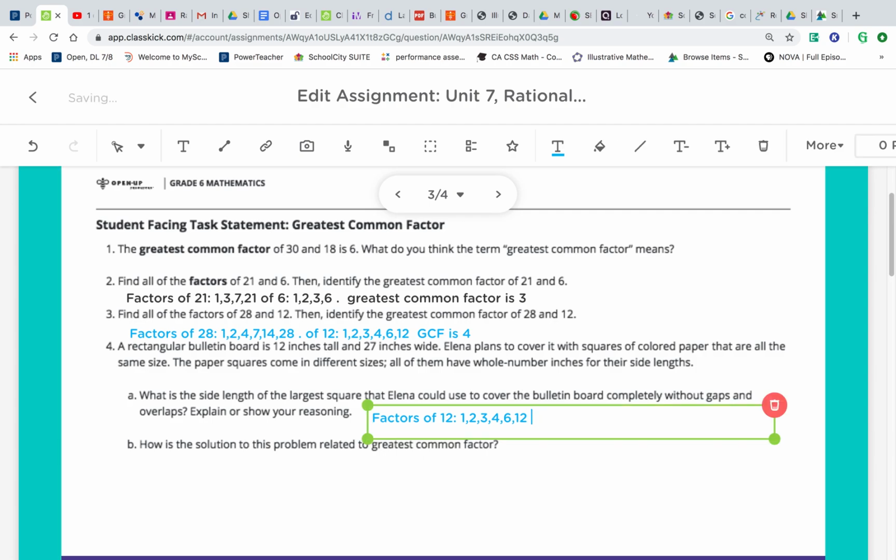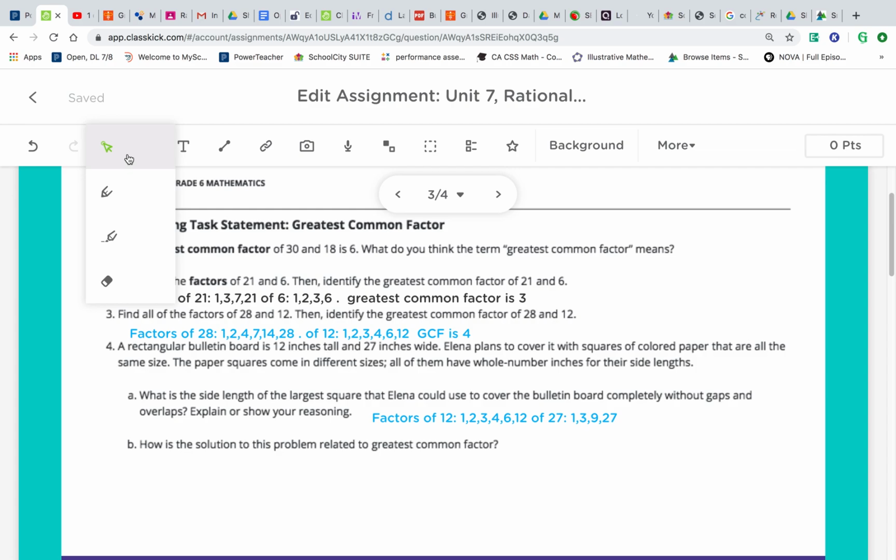And then the other one was 27. So for 27, we have 1 and the number, 1 and 27. And what else is there? Let's see, does 2 go into 27? No. 3? Yes. 3 and 9. Now, is there anything else that goes into 27? No, there is not. So these are our factors of the two numbers. So we want to look at it and see what is the greatest number here.